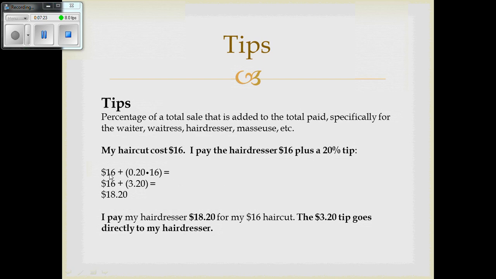Here you'll see my $16 plus 20% as a decimal is 0.20 times the $16. And when I multiply those together, I get $3.20. So I'm going to pay a total of $18.20 for my $16 haircut. The $3.20 tip goes directly to my hairdresser.